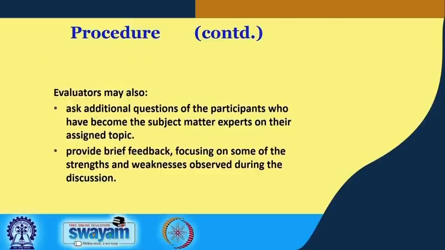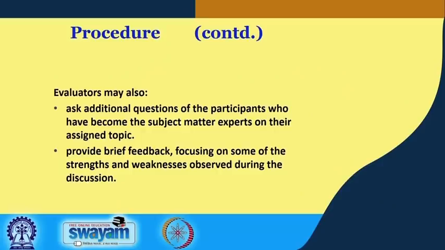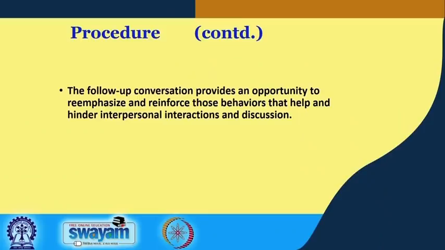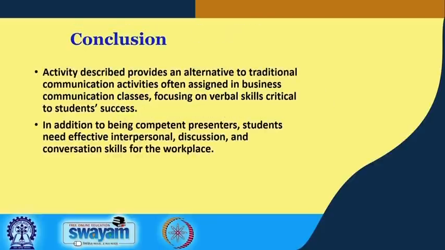Let's look at the role of the evaluators, the outer margin of the fishbowl. The evaluators may also ask additional questions. Once we have the last 2 minutes, they may ask additional questions of the group. We have enough sheets for that. And they can provide brief feedback, focusing on some of the strengths and weaknesses observed during the discussion. This will not be person specific. This will not be group discussion specific, but general. Let's not name anybody. Then we have a follow-up conversation, minute number 11, and that's all.